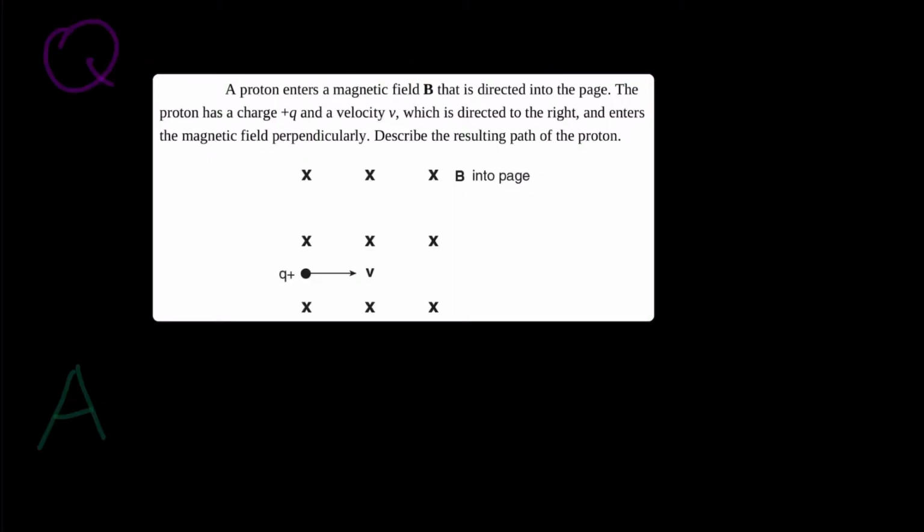Let's take a look at this question. A proton enters a magnetic field B that is directed into the page. The proton has a charge, positive q, and a velocity v, which is directed to the right, and enters the magnetic field perpendicularly. Describe the resulting path of the proton.